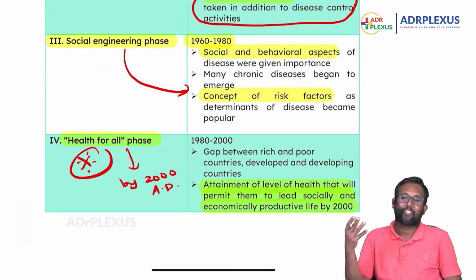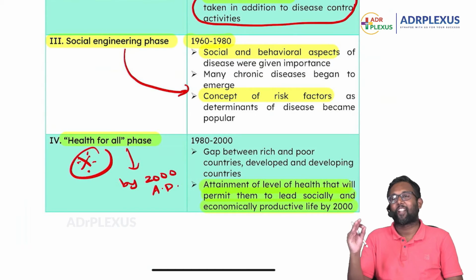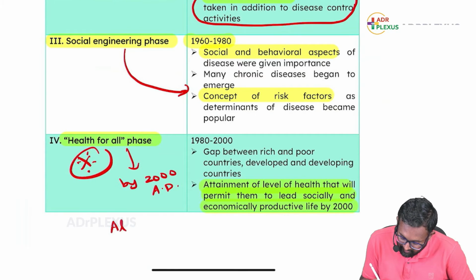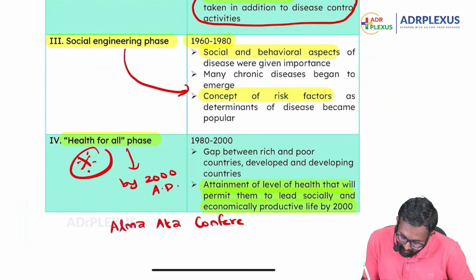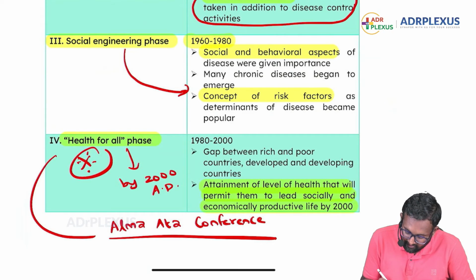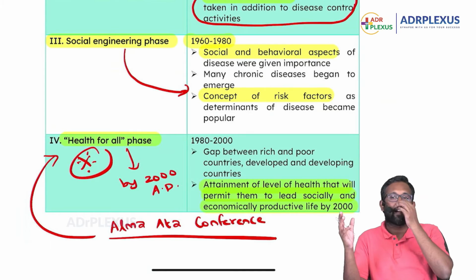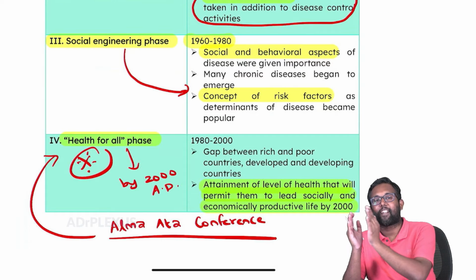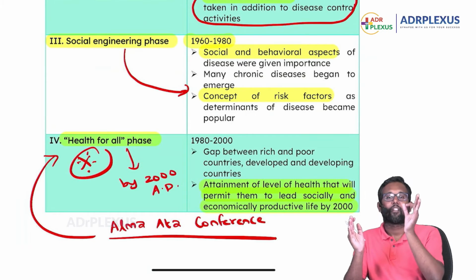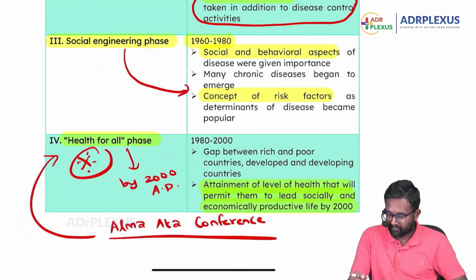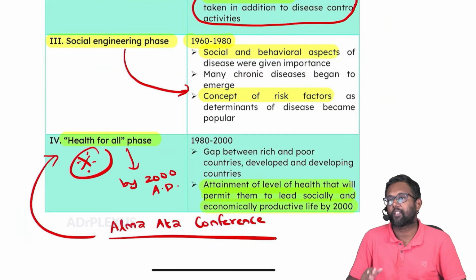Frankly speaking, it was not achieved. But this was their motto. This was called the Alma Ata Conference. In the Alma Ata Conference, what was told was health for all: attainment of a level of health that permits them to lead a socially and economically productive life by 2000 AD. It was announced in the Alma Ata Conference, health for all by 2000 AD. It was not achieved. So these are the 4 phases in public health.